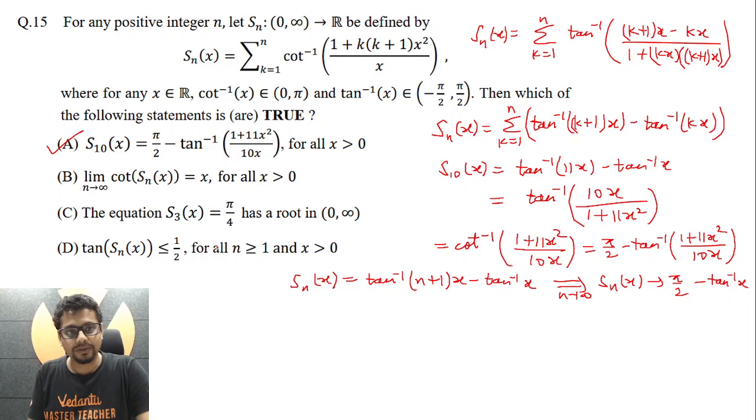So now what about cot of S_n(x) as n tends to infinity? Clearly it will be cot of (pi by 2 minus tan inverse x). Pi by 2 minus tan inverse x is cot inverse x. Cot of cot inverse x is x. So this is also correct.